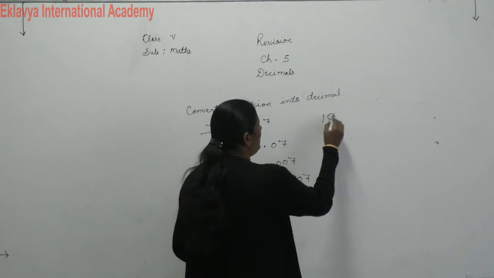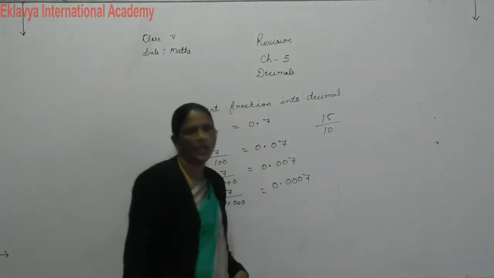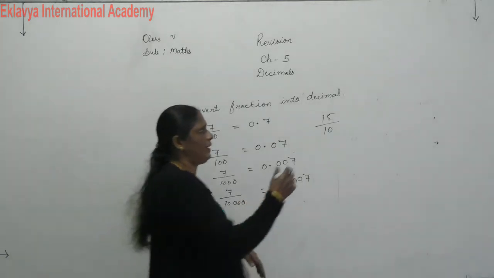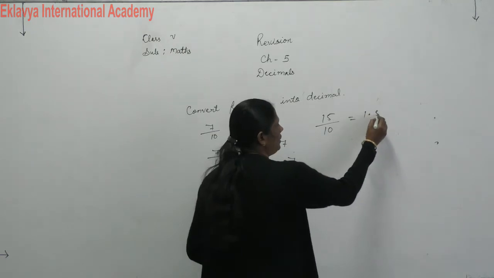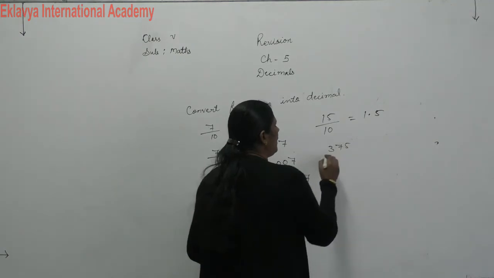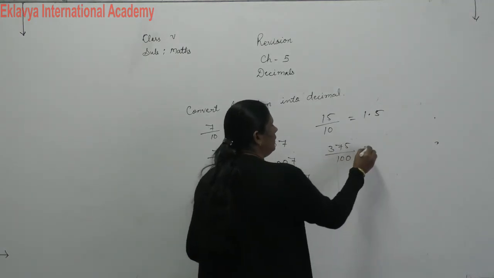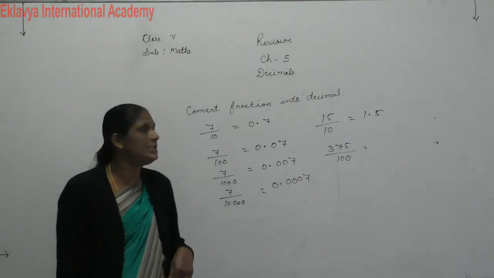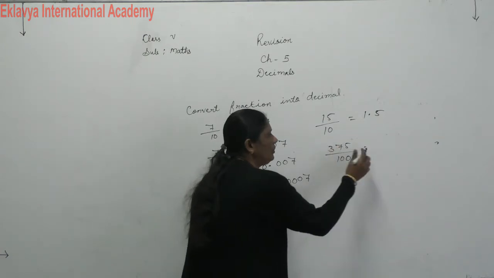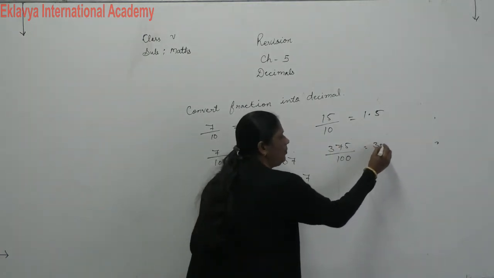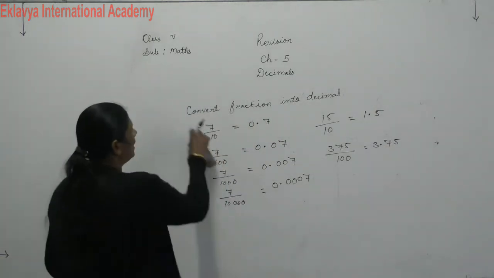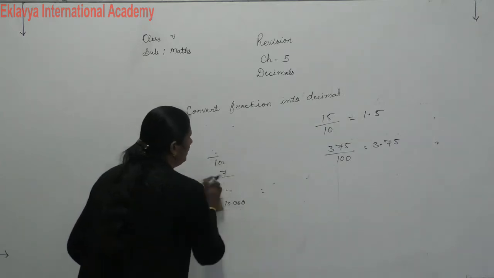Then 15 upon 10. We divide by 10. How many digits we remove? 1 digit. What is your answer? 1.5. Understand you? Then 375 upon 100. We divide by 100. How many digits we remove? 2 digits. That is, this we remove. The answer is 3.75. Understand you?